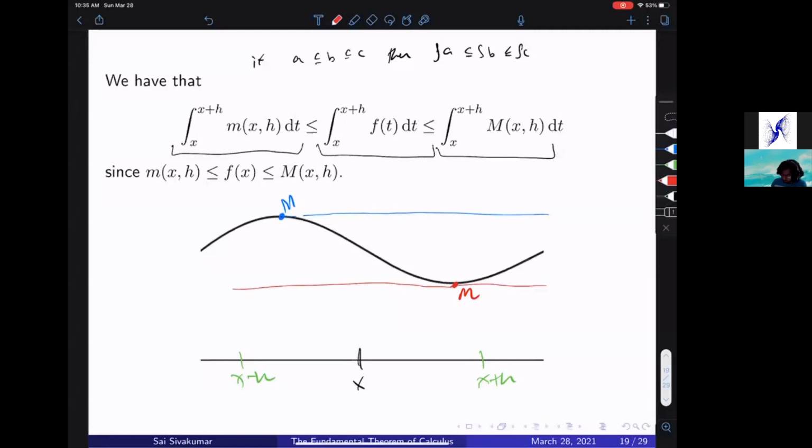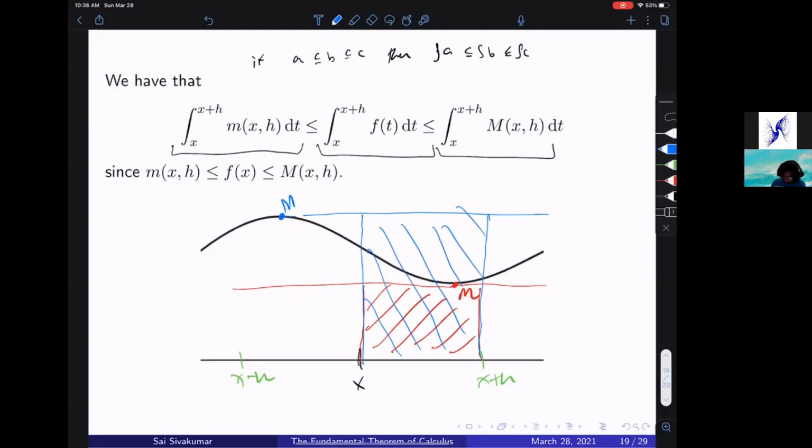So this first integral is the integral from x to x plus h of lowercase m dt. So this captures the area under m, this red line, from x to x plus h. So that's this red area. This red rectangle is m. Similarly, this last integral on the right, we do the same thing. Capital M, integrate from x to x plus h. So we have this. It's a little bit of a taller rectangle.